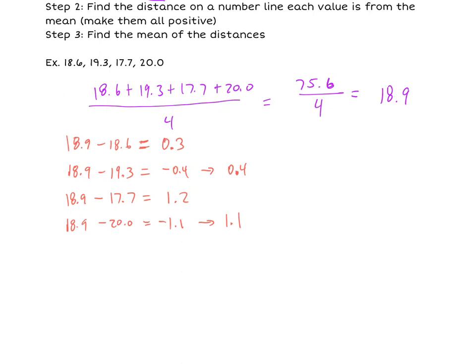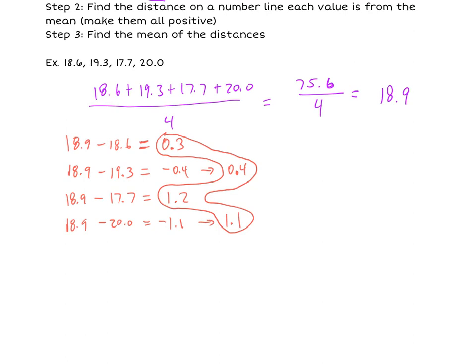So that's step 2. Get all your new numbers. We have 4 new numbers. We started with 4 numbers. We have 4 new numbers. We just figured out how far each one of our original numbers is away from the average. How far does it deviate?